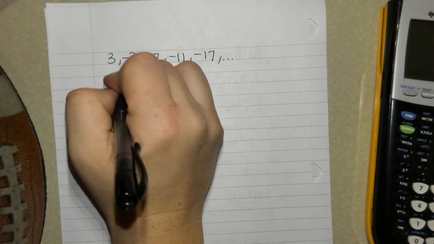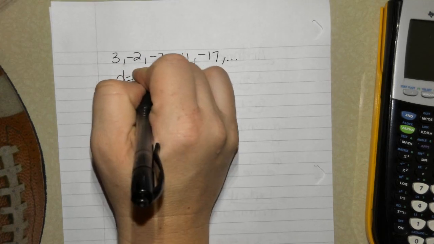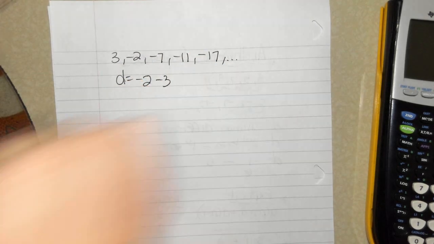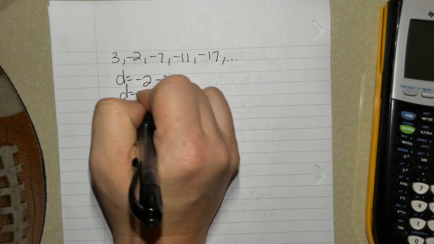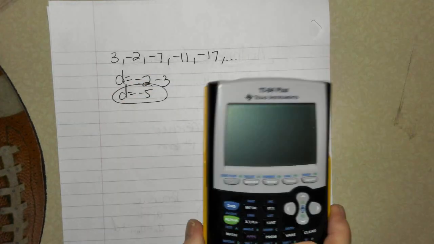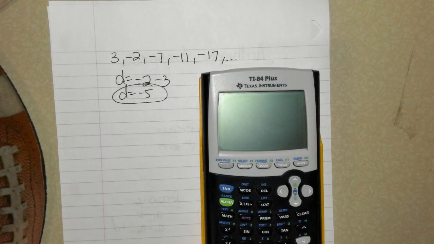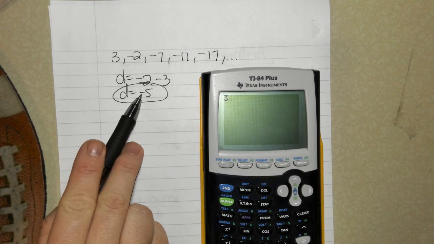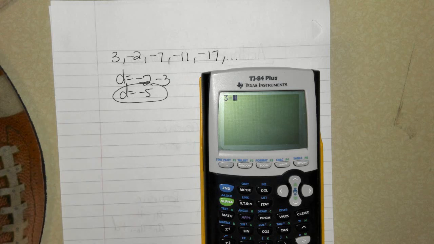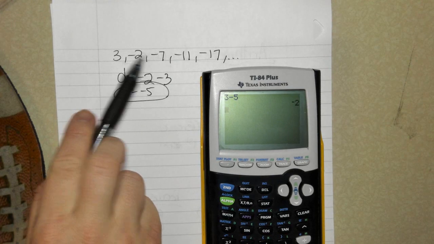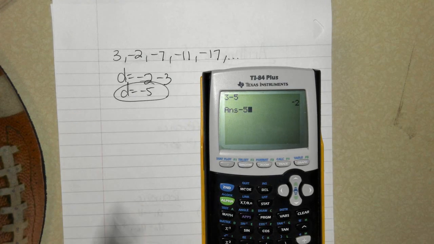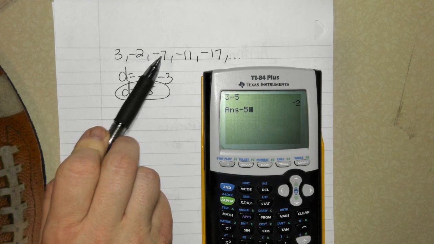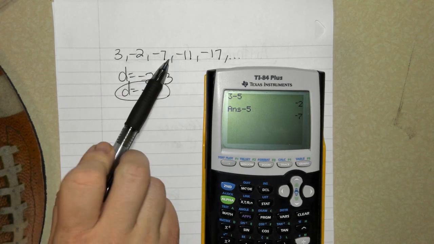So let's figure out the common difference. I take the second term and I subtract the first term. The common difference is -5. Grab the calculator, type in 3. Subtract 5 from 3. Okay, great, good. I got to keep going. Subtract 5 from -2. Great.